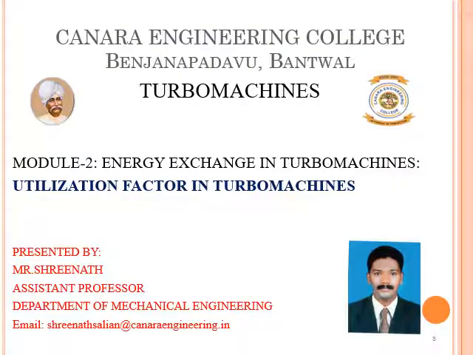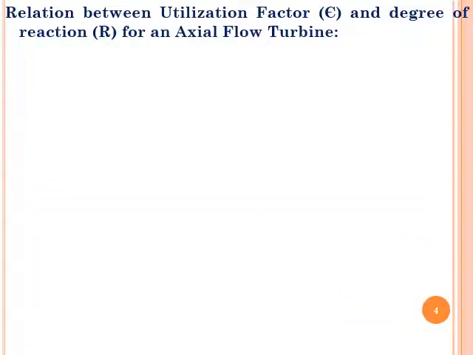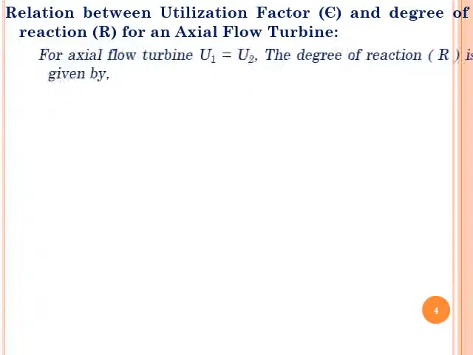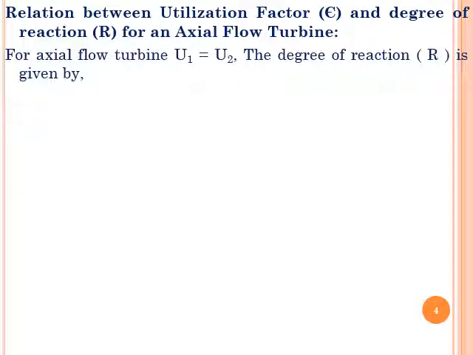Welcome you all. In this session, I will explain the utilization factor and maximum utilization factor in a turbo machine. Let us begin with the relationship between utilization factor and degree of reaction R for an axial flow turbine. For an axial flow turbine, U1 is equal to U2, because the fluid flow takes place in the axial direction, so the blade velocity at inlet is equal to the blade velocity at outlet.